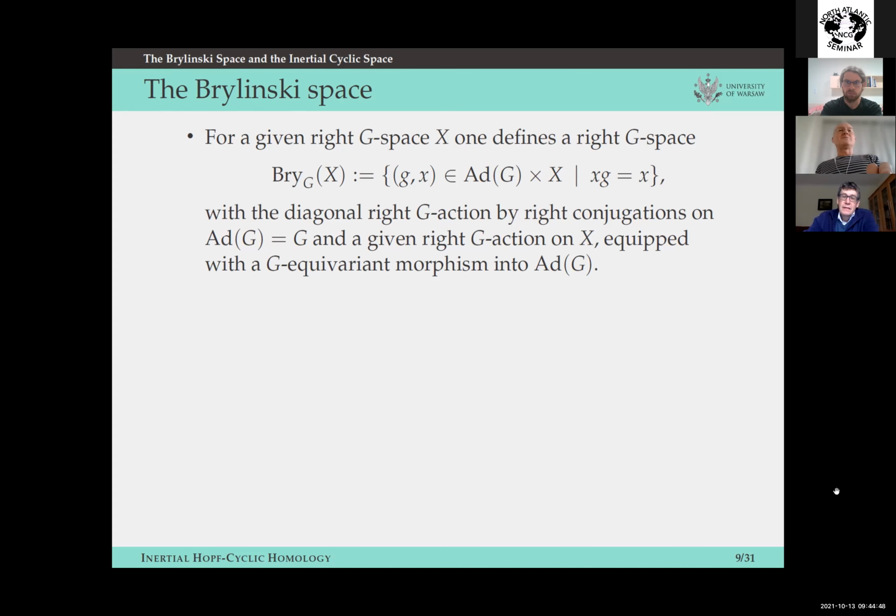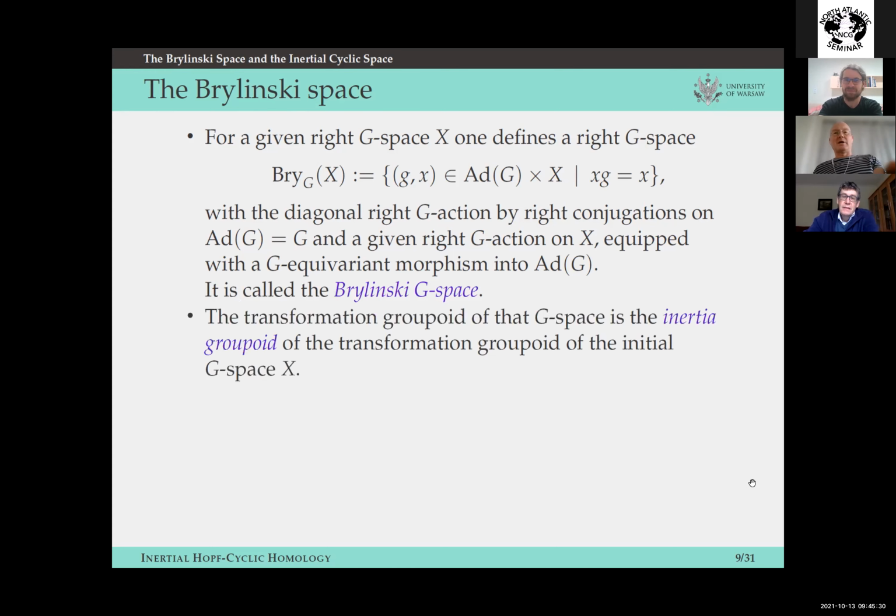This space is equipped with some nice G-equivariant maps or morphisms. One is a projection onto X, and the second one is a map into the underlying space of the group G, regarded as acted on by G by right conjugations. Okay, so the name of this space is the Brylinski G-space.